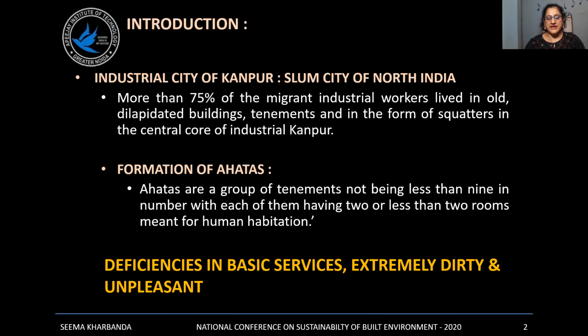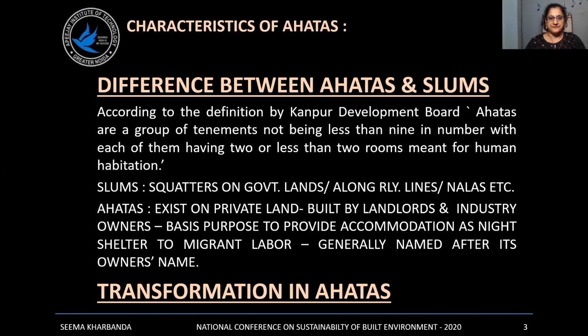Most of the migrant industrial laborers tried to find accommodation near the industrial units because commuting was a problem in those days. This gradually started out as renting out of land by the landlords in the form of small tenements, which led to the development of squatters and congested areas. When more and more migrant population came, slum-like conditions developed with deficiencies in basic services, and these were extremely dirty and unpleasant areas.